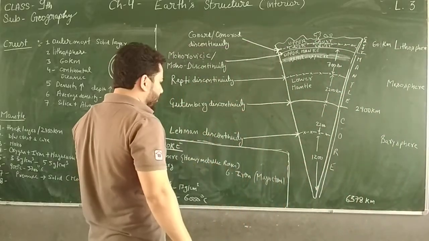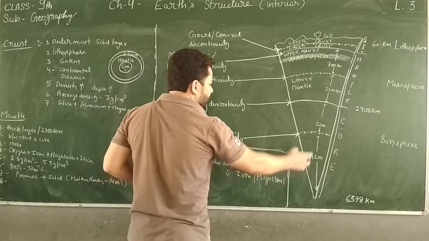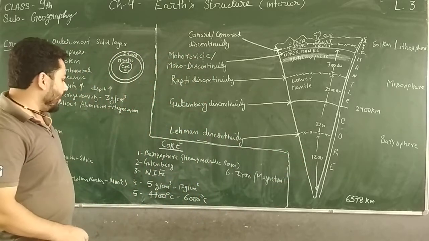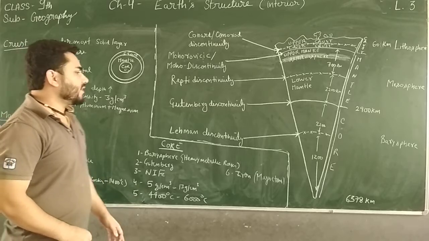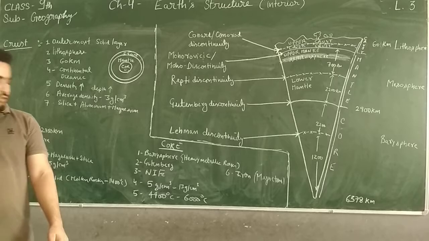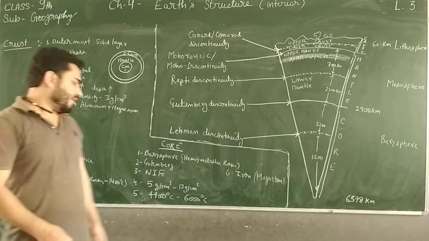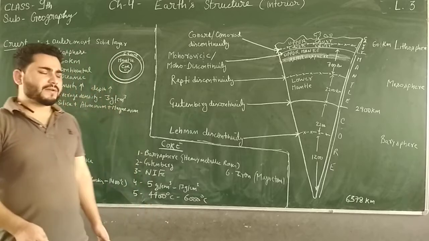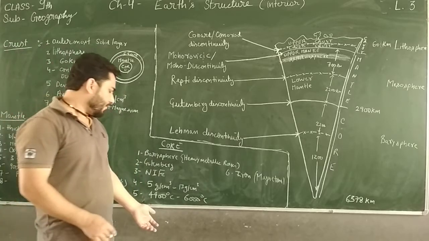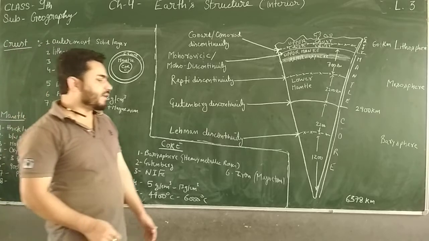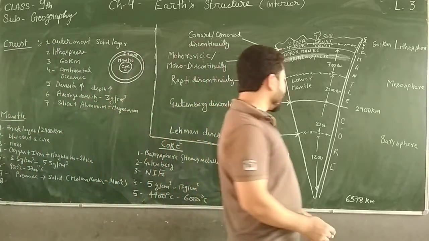Then we have already studied that the core contains nickel and iron. What is the density of the core? The density of the core ranges from 5 gram per centimeter cube to 13 gram per centimeter cube, and it has tremendous temperature. The temperature is very high. It may range from 4400 degrees Celsius to 6000 degrees Celsius.